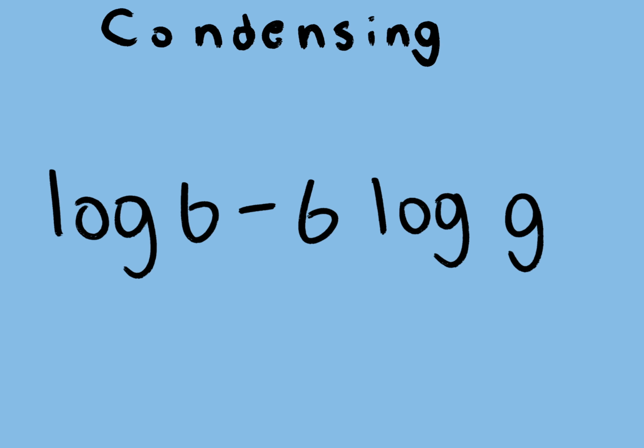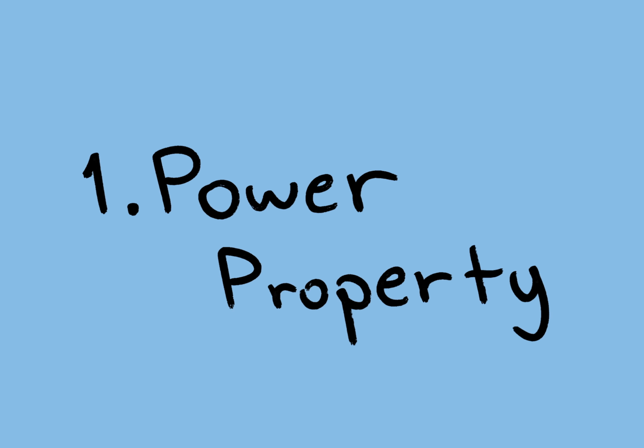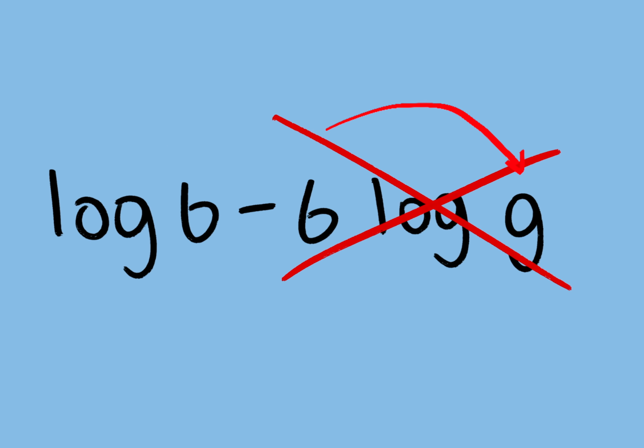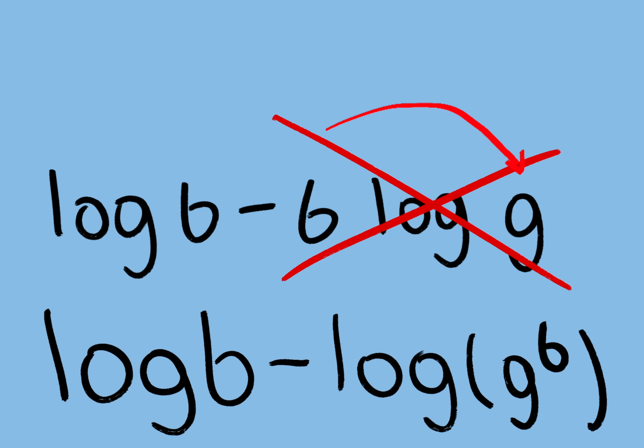First, we're gonna start with condensing. We're condensing log b minus 6 log g. First, we're gonna use the power property, which says that a coefficient in front of a logarithm becomes an exponent. This means that log b minus 6 log g will now be log b minus log g to the power of 6.